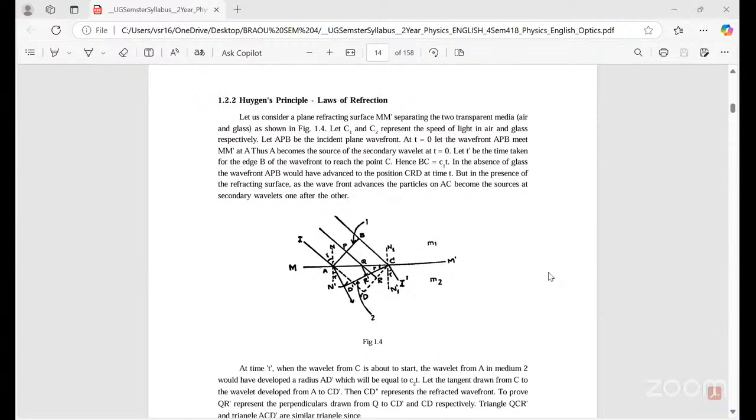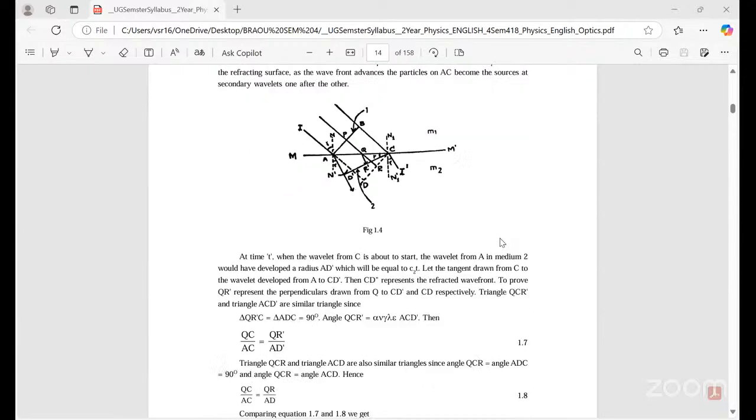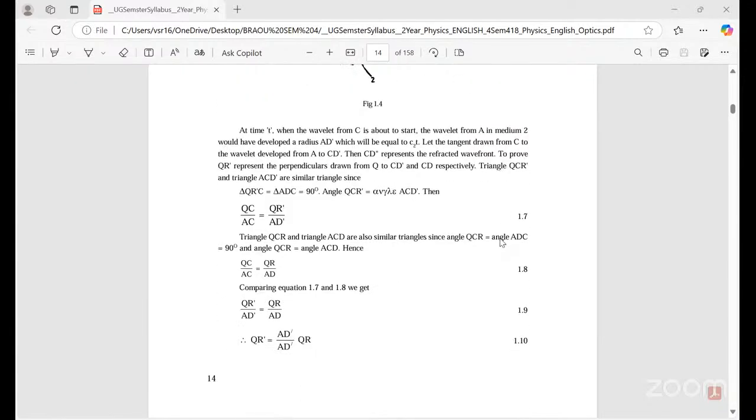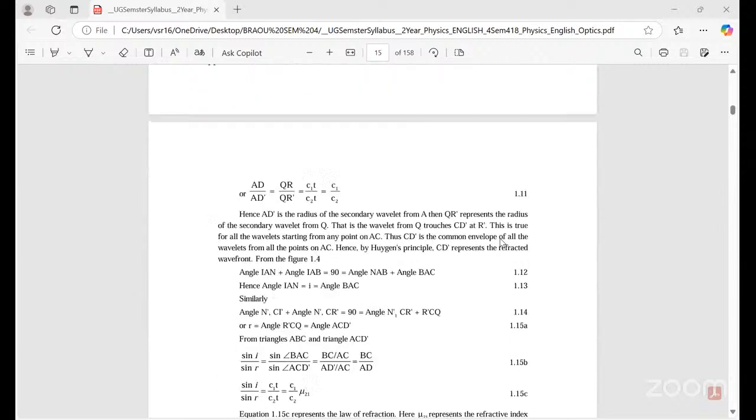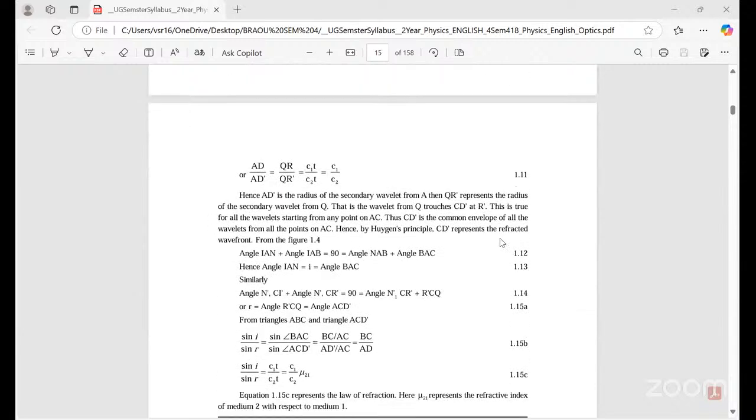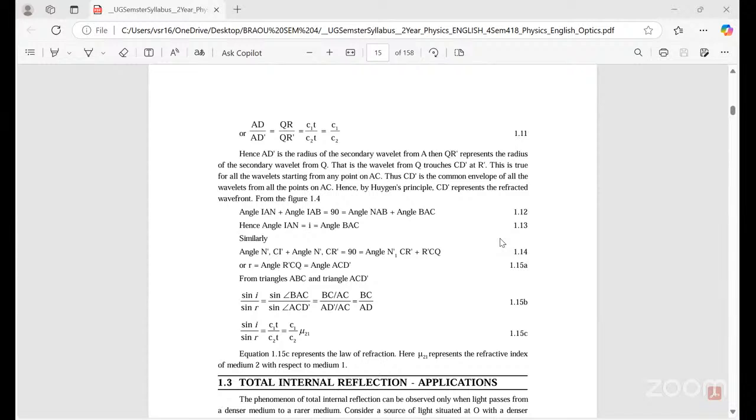If the glass medium were absent there, the wavefront APB would have advanced to the position CRD. With the presence of the refracting surface, as the wavefront advances, the particles on AC become sources of secondary waves, one after another. So the same principles apply here. You need to calculate and equate, and all the calculations will coincide.